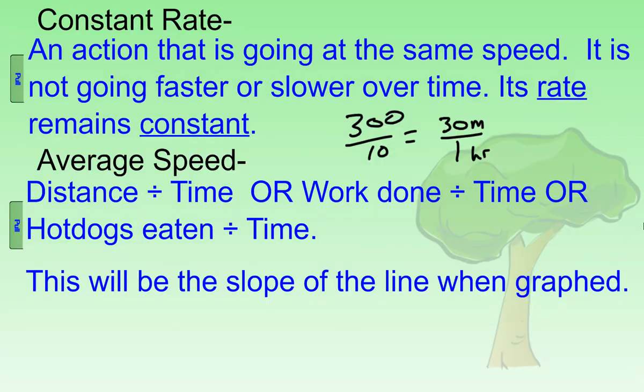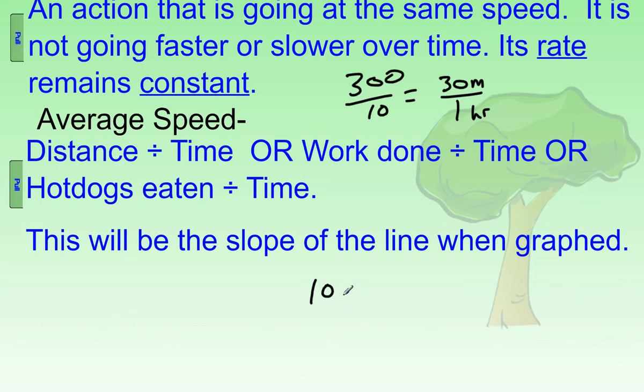If you are able to paint 10 walls in, I don't want to use 3 again, in 4 hours. Well, if you take that divided by the time, you get 2.5 walls per 1 hour. That's your rate. That's how fast you're doing it. You're doing it 2.5 walls an hour. Okay? And this will be the slope of the line when graphed. So if I graph the line, this line would have a slope of 2.5. This line would have a slope of 30.